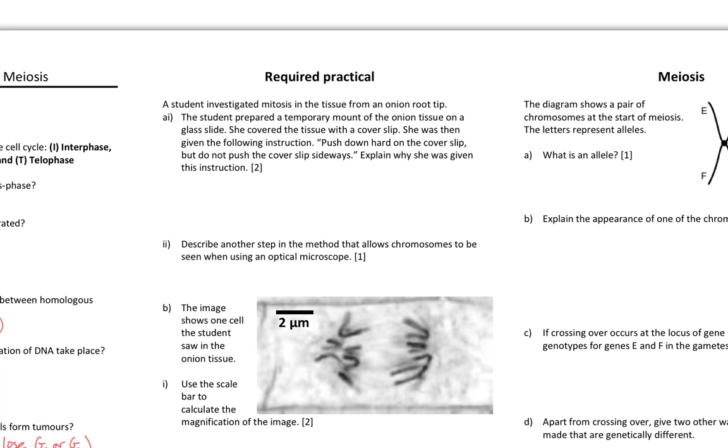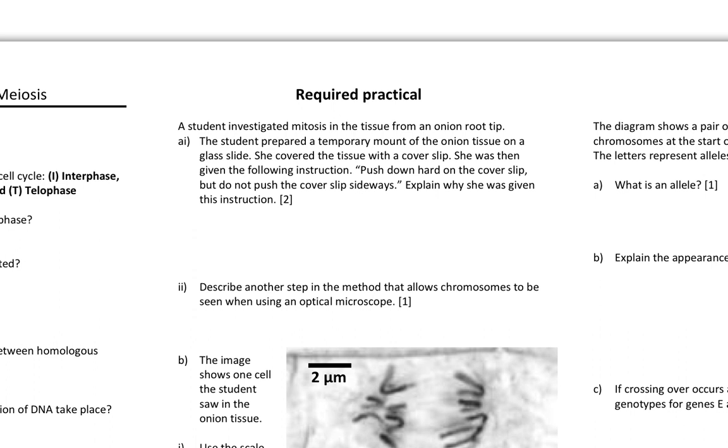Let's do the middle section. Again, you do require practicals, and therefore you should be picking things up during it, and you often do questions associated, and these are taken from that a bit, but it's been a while since you've done it. So you have to know how to make a temporary mount from an onion root tip. We use garlic, same thing.